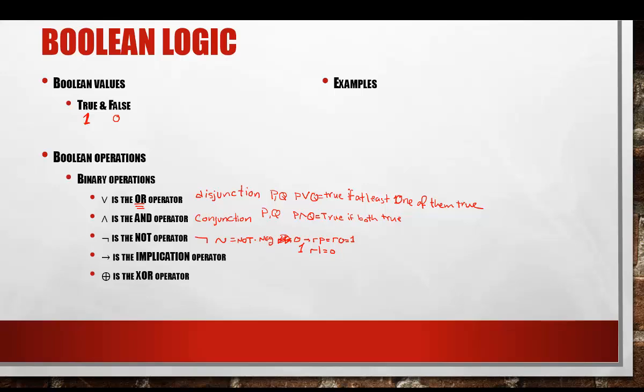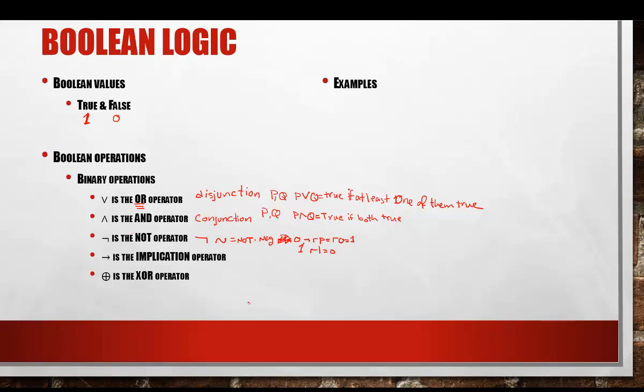So if it's Sunday but it's not rainy, or if it's not Sunday but it's raining, or if it's not Sunday and it's not raining, then your statement will be false. So conjunction is true when both statements are true. Disjunction is true when at least one of the two statements is true.